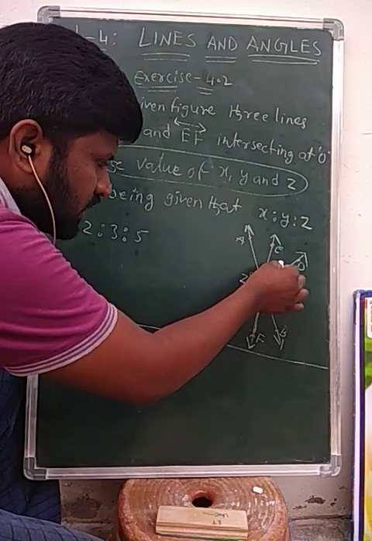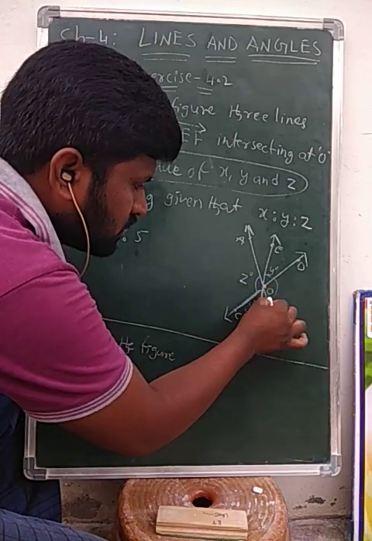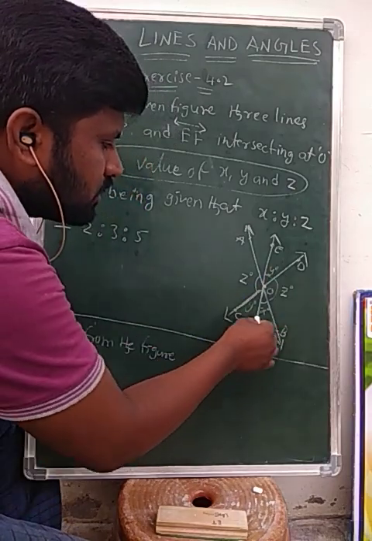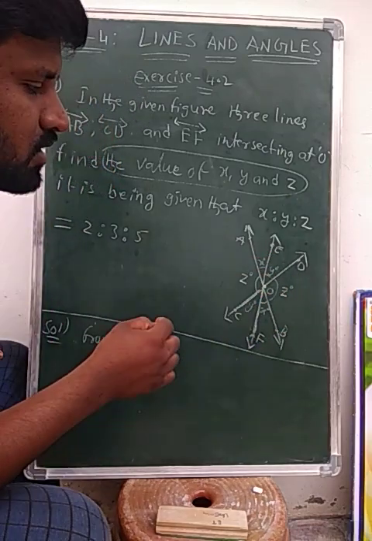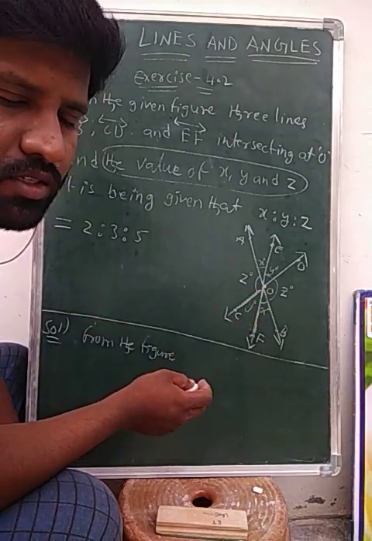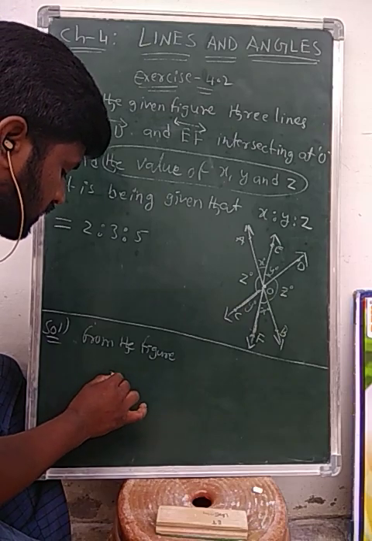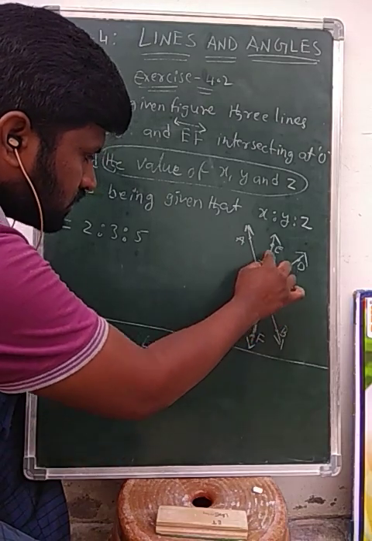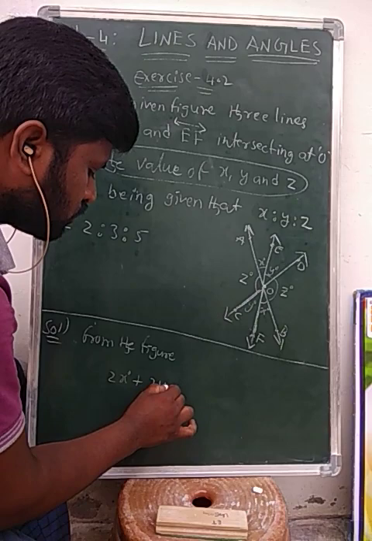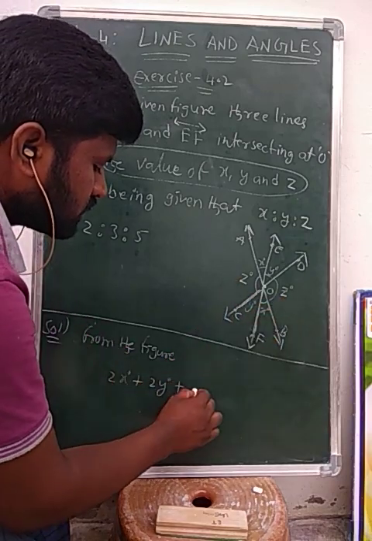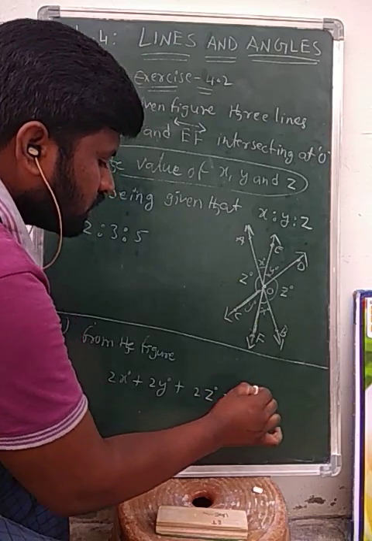Now, here y degrees, so here also y degrees; here z degrees, so here also z degrees; and here x degrees, so here also x degrees. Okay, so vertically opposite angles are equal. So then what I am writing here: 2x degrees plus 2y degrees plus 2z degrees is equal to 360 degrees.